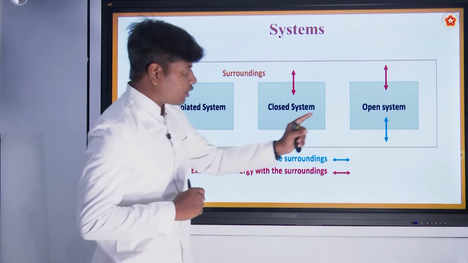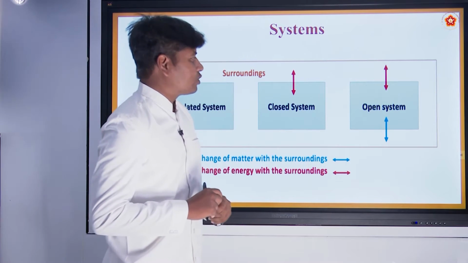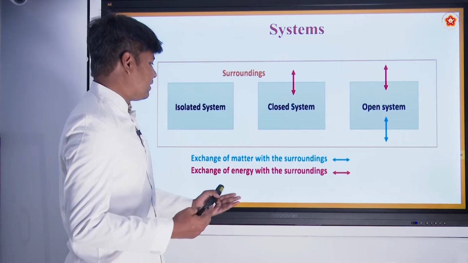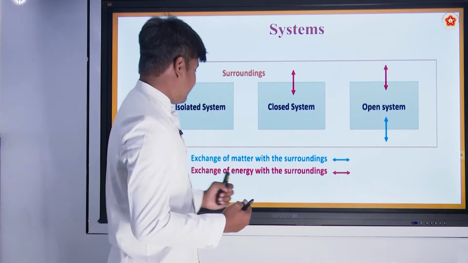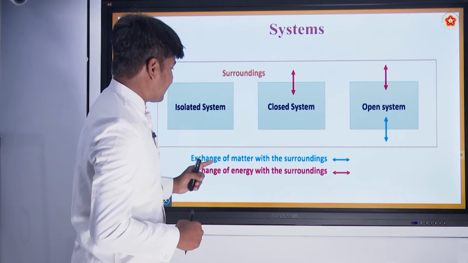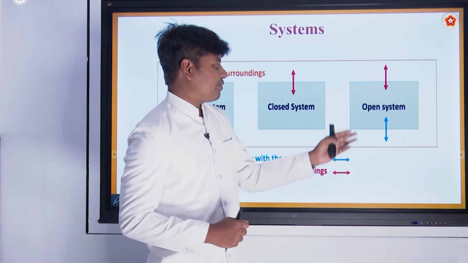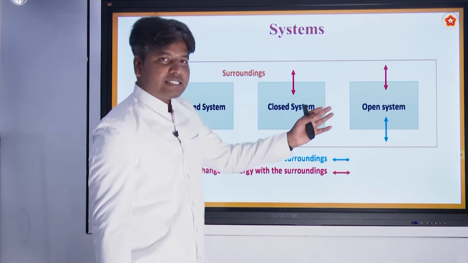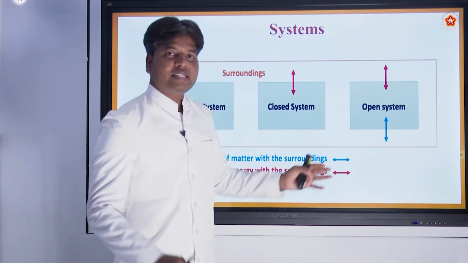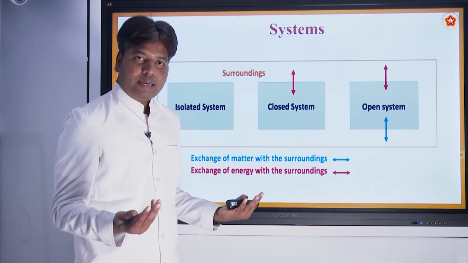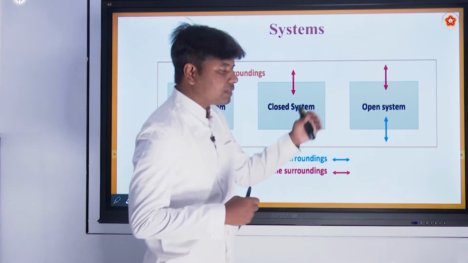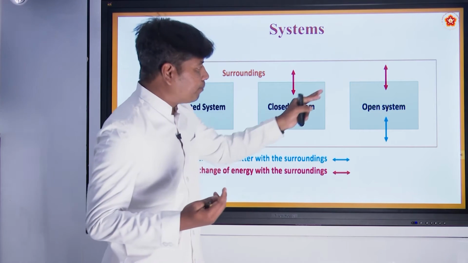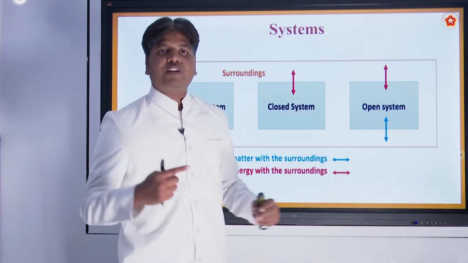Now let us talk about the open system. We have two arrows here. What do they represent? The red arrow represents exchange of energy with the surroundings, and the blue arrow represents exchange of matter with the surroundings. Wherever you find an arrow in the system, that means it has the liberty to exchange the energy or the matter with the surroundings. So what does the open system do? An open system is a kind of system which can exchange both energy and matter with the surroundings.